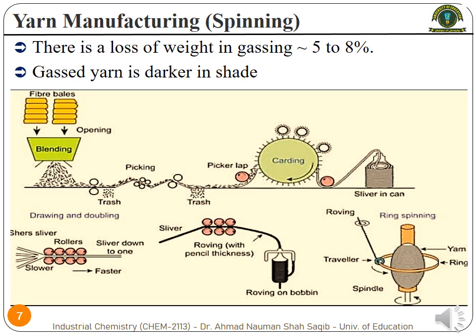So this diagram actually shows the process in which at the top we can see that there are fiber bales which are opened and then blended together, and then we get the small fibers which are separated out to remove the trash in two stages, in which all the trash, vegetable matter, and the seeds are removed from the cotton.